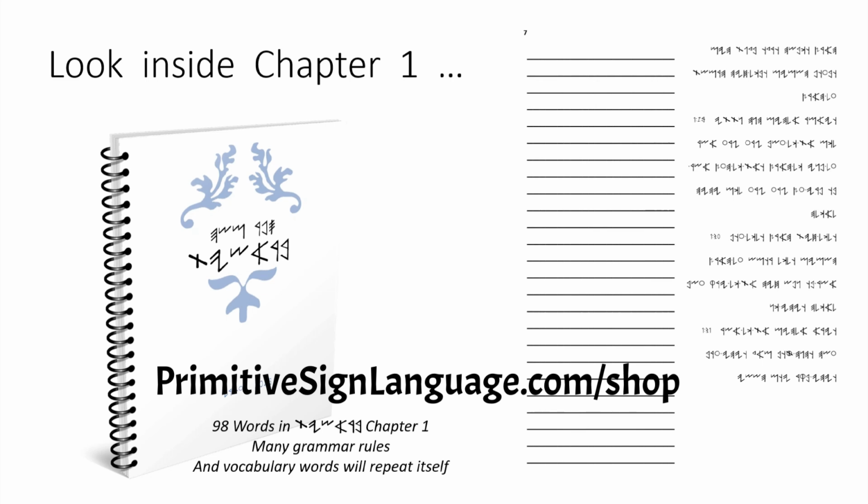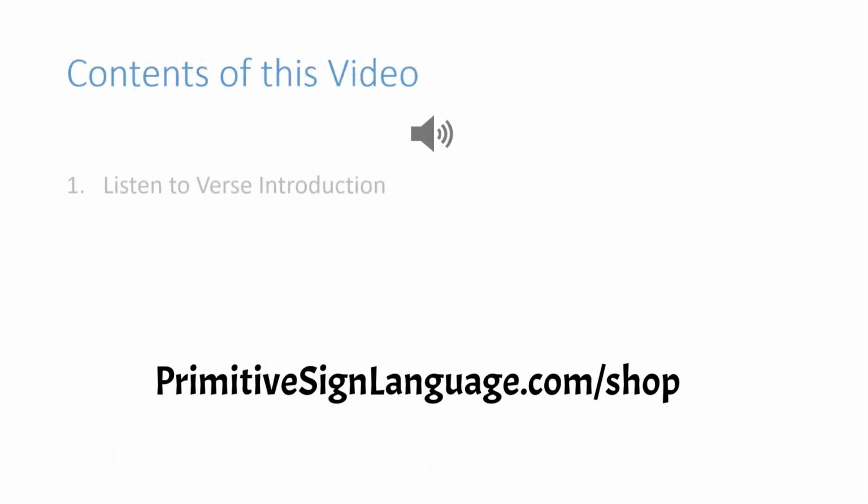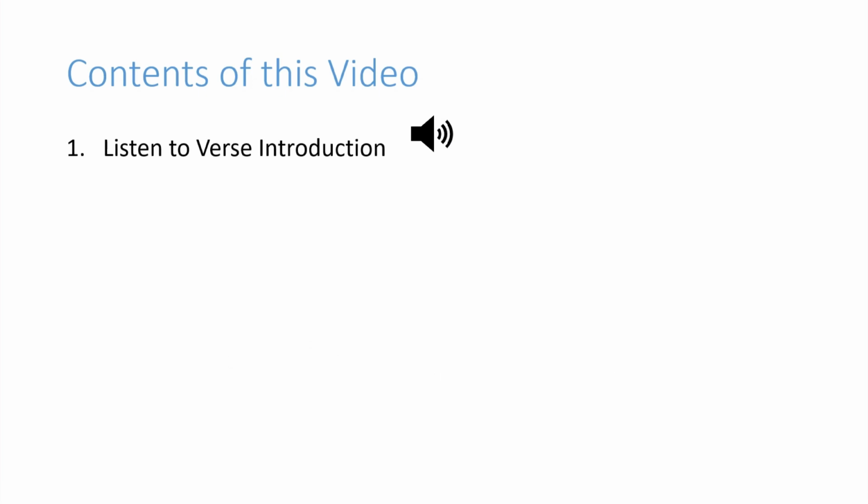I actually have 98 words in the whole chapter 1 of the book of Genesis. Only 98 words, because many words repeat themselves.